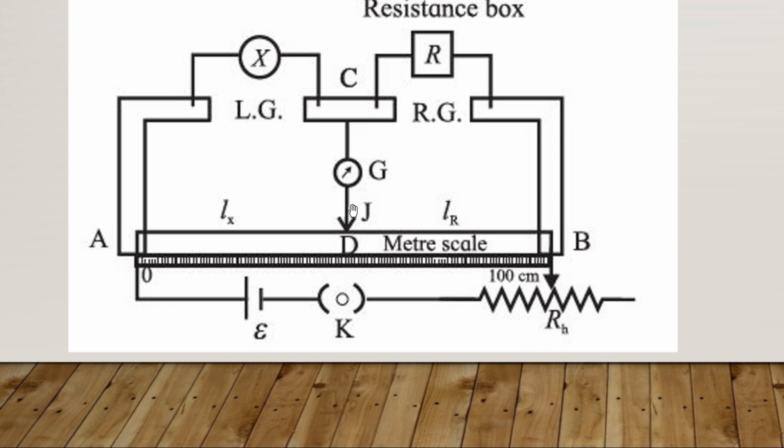Here the point D is on the meter bridge wire. So we get the length Lx, which is the length of wire AD, and the length LR, which is the length of wire DB. So we get the balancing length Lx across the resistance X, that is the unknown resistance, and the length LR is the length across the resistance box.